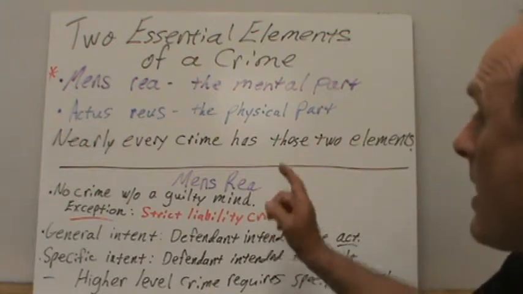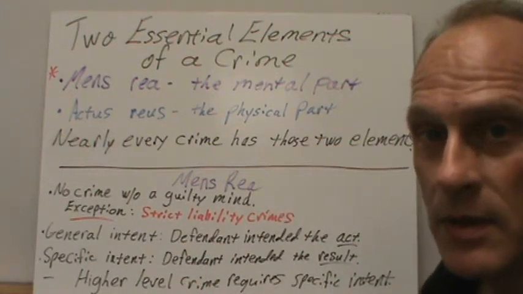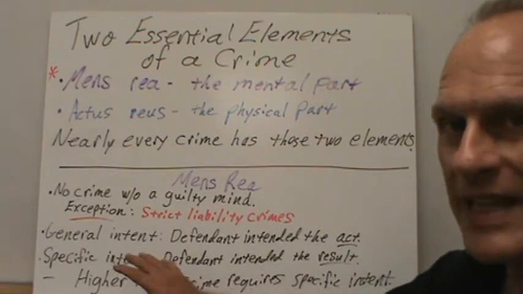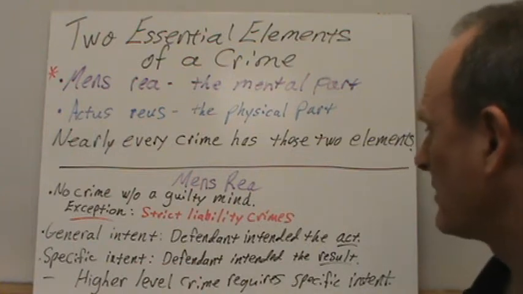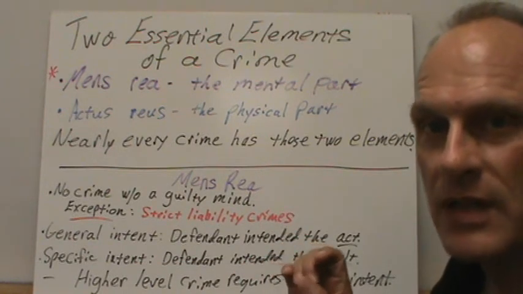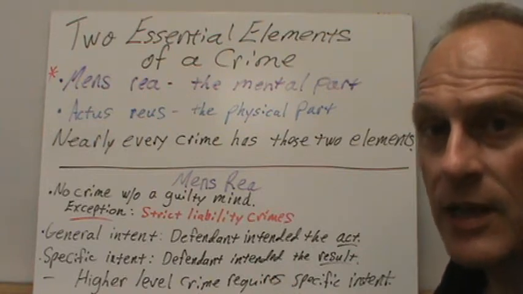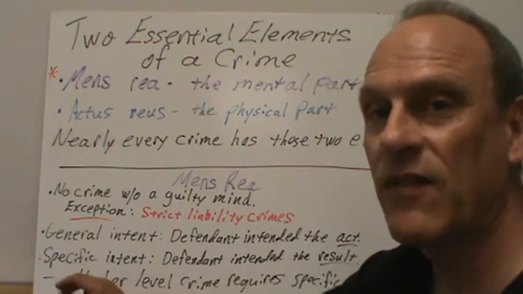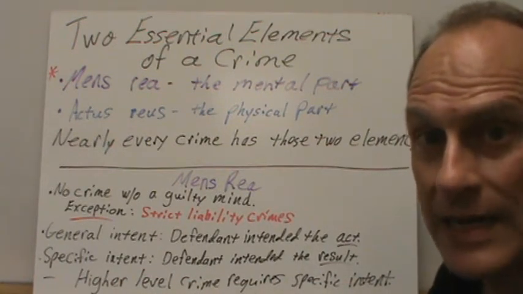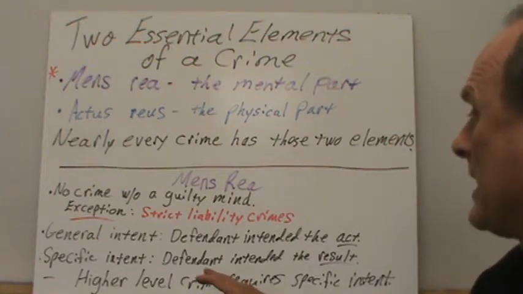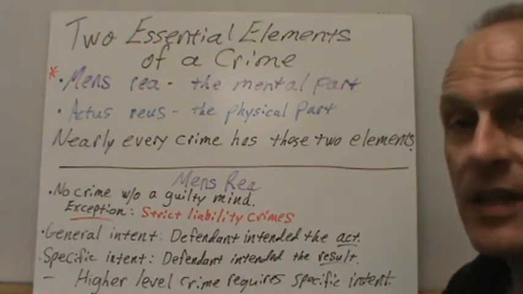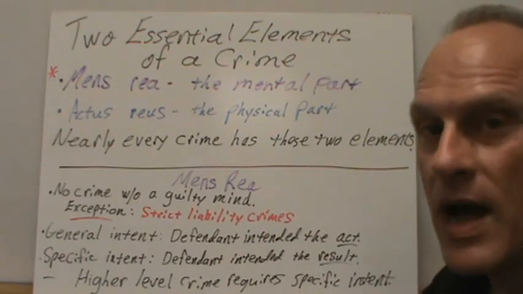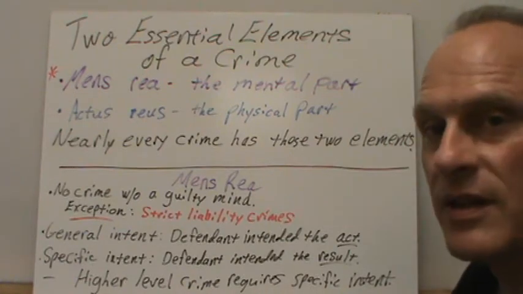Now, at common law, some crimes were defined as requiring a general intent, where the defendant intended to do the wrongful act. And then there were some crimes, which were generally more serious crimes, where a specific intent was or is required. And that's where the defendant intended the particular result. And so the higher level crime requires a more specific intent.